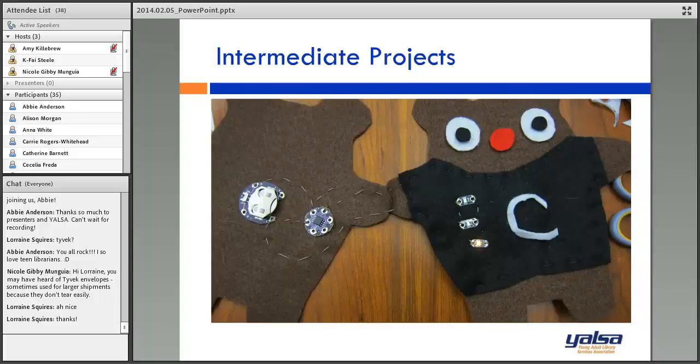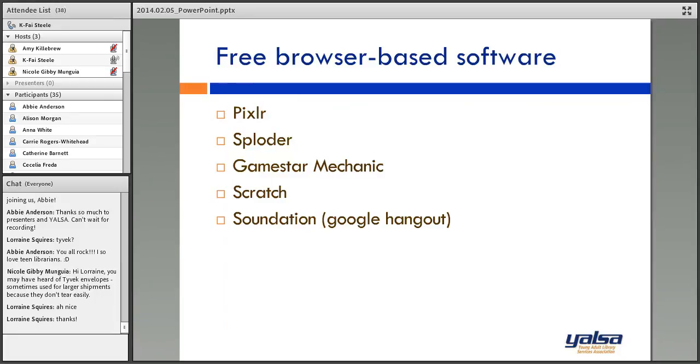Let's see. I wanted to also give some free browser-based software that we use pretty regularly. Our IT department isn't that fond of us requesting for them to install software, like, can you install Photoshop, or can you install GIMP or Inkscape or something like that? We found that the fastest, easiest way was to just use the browser-based software.